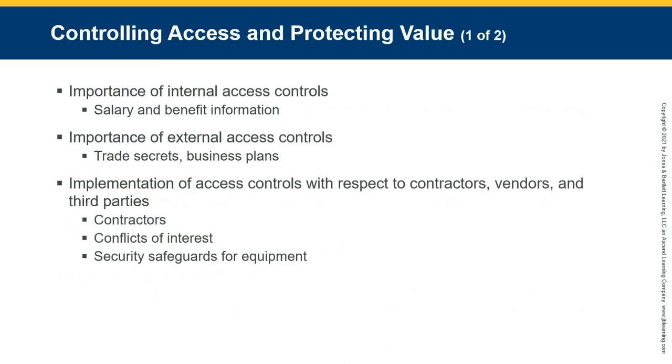Controlling access, protecting value. The importance of internal access control: salary and benefit information. Importance of external access control: trade secrets, business plans. We don't want to tell the competitors what we're planning to do because then they might start before us, and we would lose income.